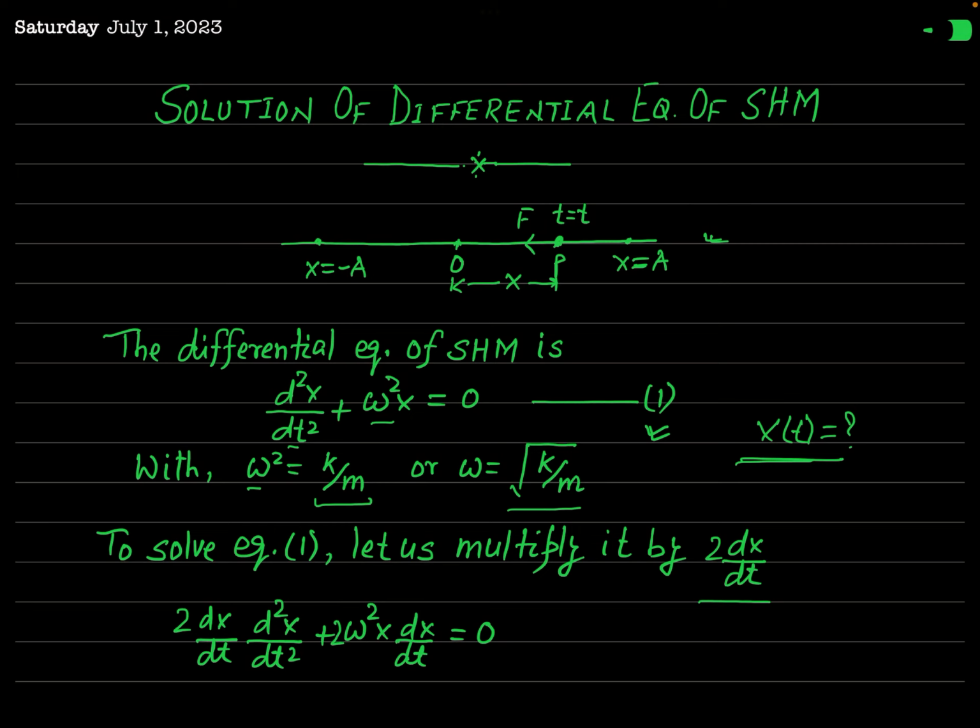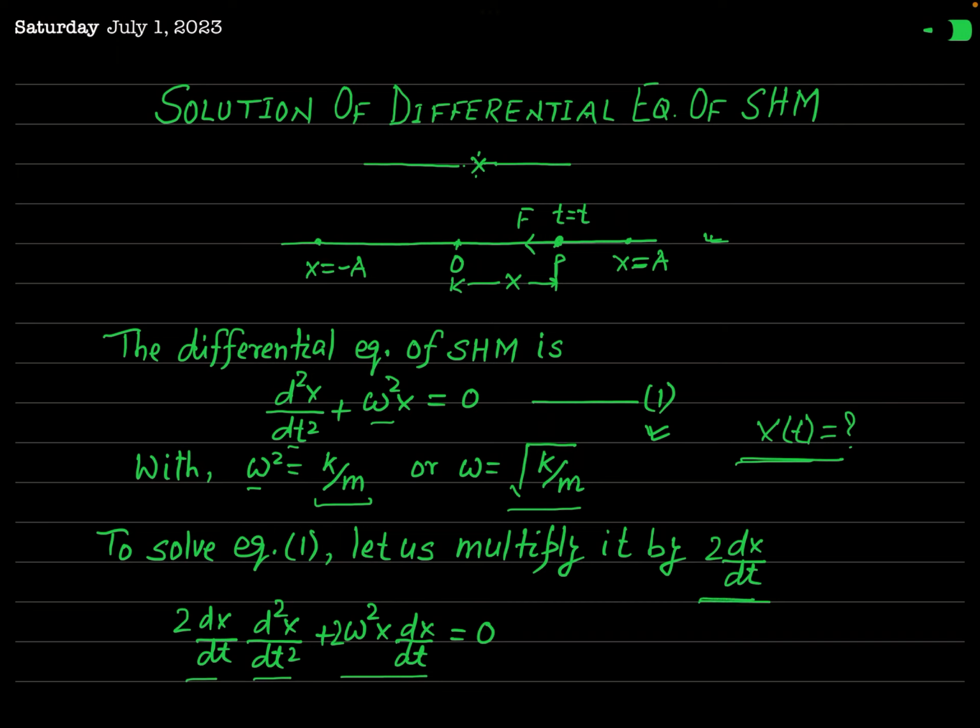As you can see, I have multiplied it. This is 2 dx by dt times d2x by dt square plus 2 omega square x times dx by dt equal to 0. Since on the RHS there is 0, even after multiplying by 2 dx by dt, the result will remain 0. Okay.